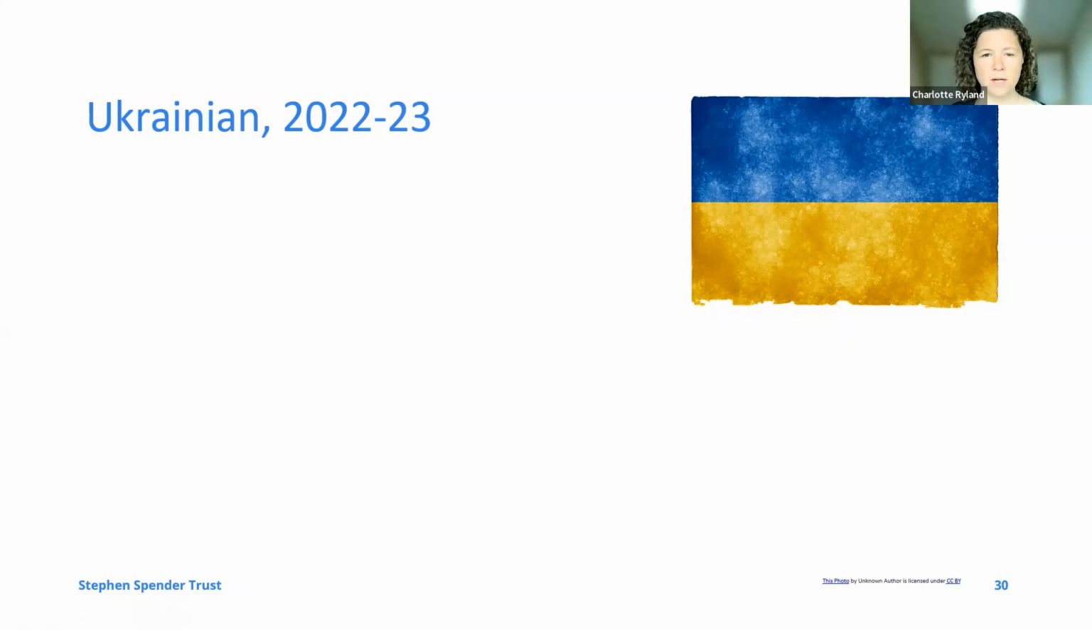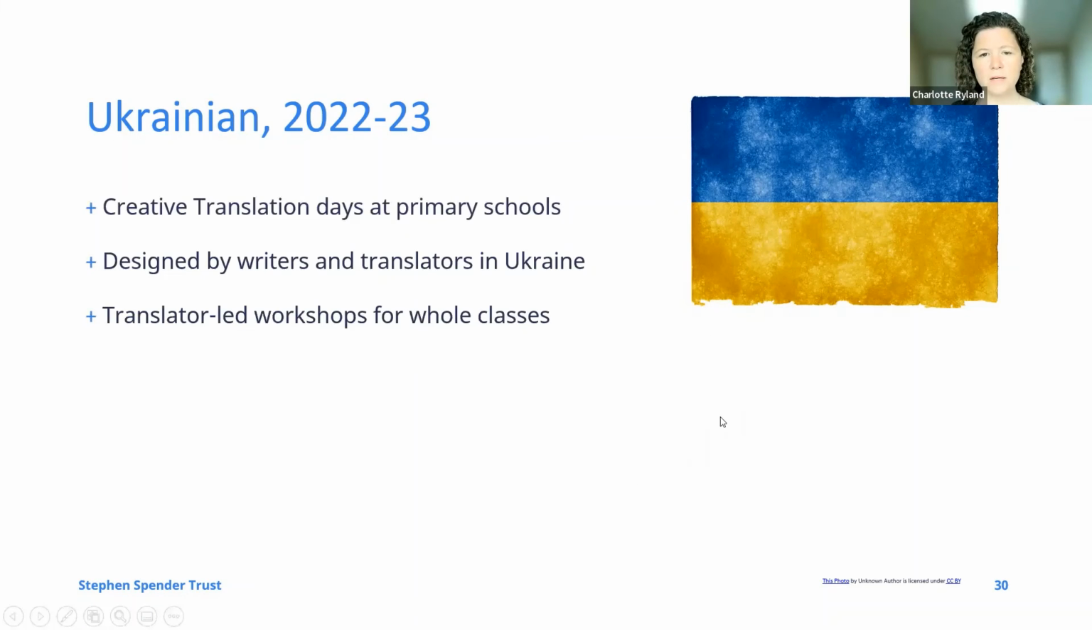We're now moving on to our Ukrainian spotlight for the coming school year, which is going to be a series of creative translation days at primary schools. These will be based on workshops that are being designed at the moment by writers and translators that we're working with who are currently in Ukraine. They'll be led by one of our facilitators, and initially they will be for whole classes. So for example, the translator would be there for the whole day and work with a year 5 class in the morning and the other year 5 class in the afternoon.